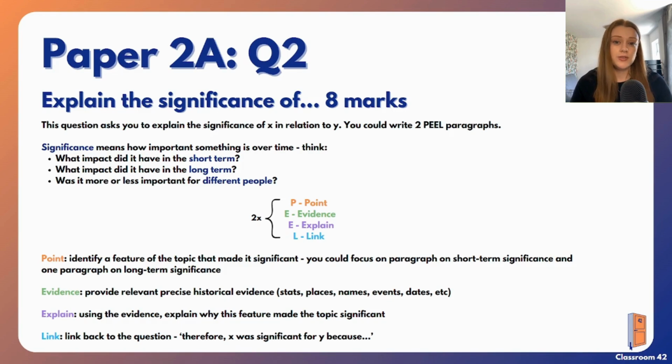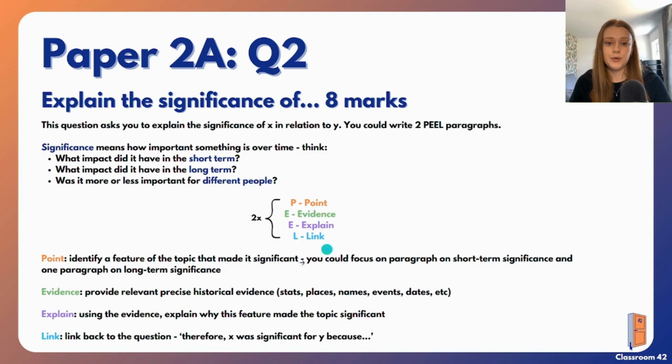When you're writing this question, you really need to make sure that you're thinking about what significance means. Here we have a few bullet points. Significance means how important something is over time. So think about what impact it had in the short term, what impact it had in the long term, and was it more or less important for different people? Those are great things to include in your answer. So in your 2 PEEL paragraphs, first of all, you need to identify a feature of the topic that made it significant.